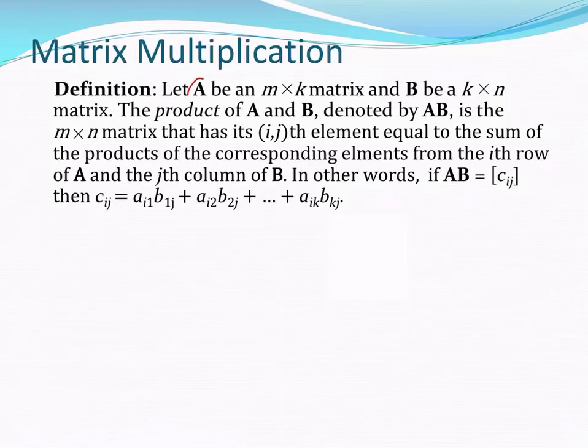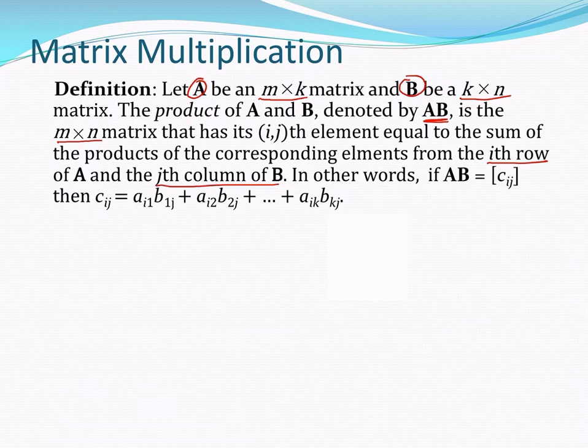If I have two matrices, A and B, and their dimensions are m by k, that is m rows and k columns for A, and k rows and n columns for B, then I define the product of A and B, denoted A on the left side, B on the right side, as an m by n matrix that has the ijth element equal to the sum of products of corresponding elements from the ith row of A and the jth column of B.